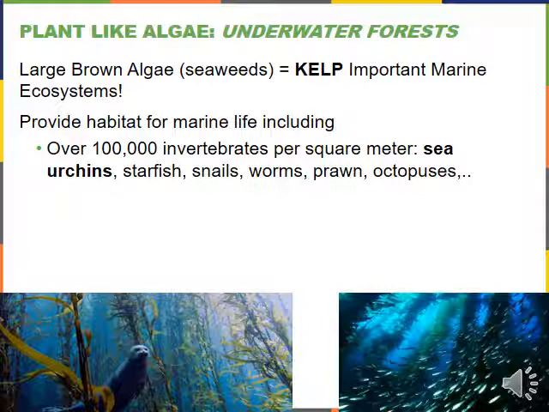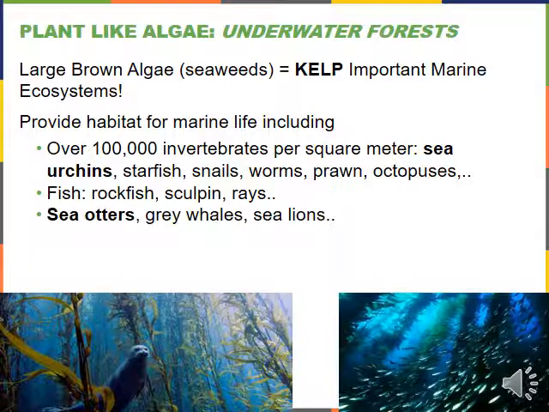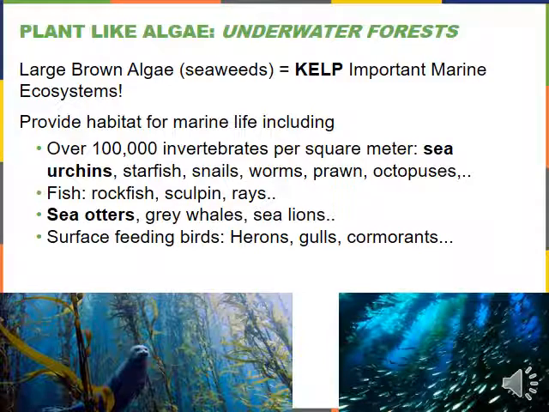We'll highlight more of these as we go through a number of different invertebrates, particularly marine invertebrates. Also fish, rockfish, sculpin, rays, even sea otters, different kinds of mammals, gray whales, sea lions. We think about a forest being structured from the bottom of the kelp underwater, but even the top. On the surface of these kelp forests, off the coast of California, there might be many different surface feeding birds, herons, gulls, cormorants.